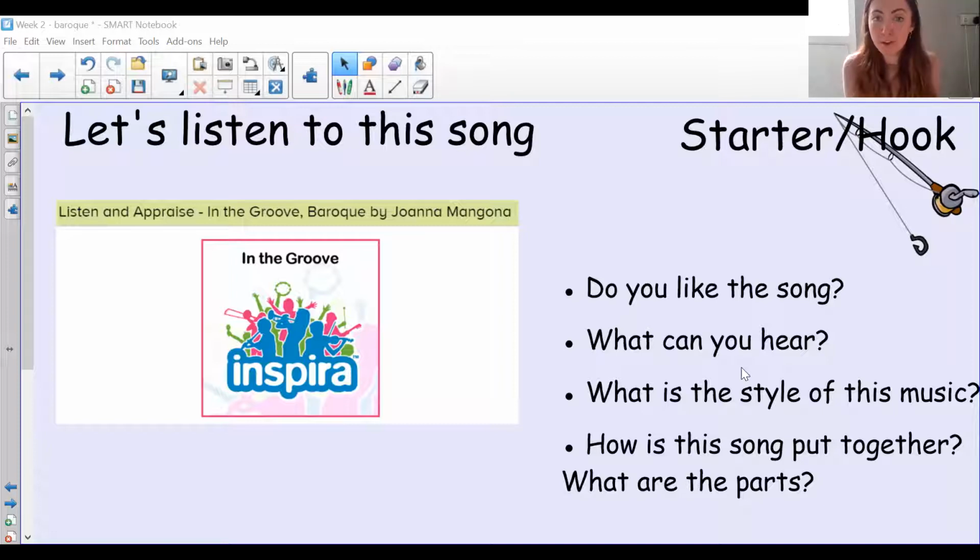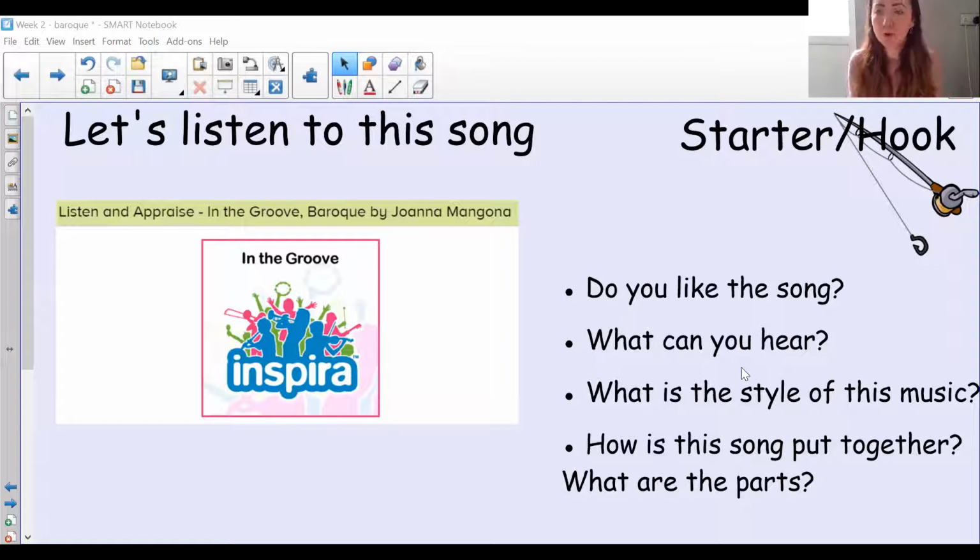And in terms of the voices, we can hear a female voice singing the song, couldn't we? So what is this style of music? If you were listening really carefully in the beginning, I told you that this week we're learning about Baroque music. So the song is in the style of Baroque music. Can you practice saying Baroque? Amazing.